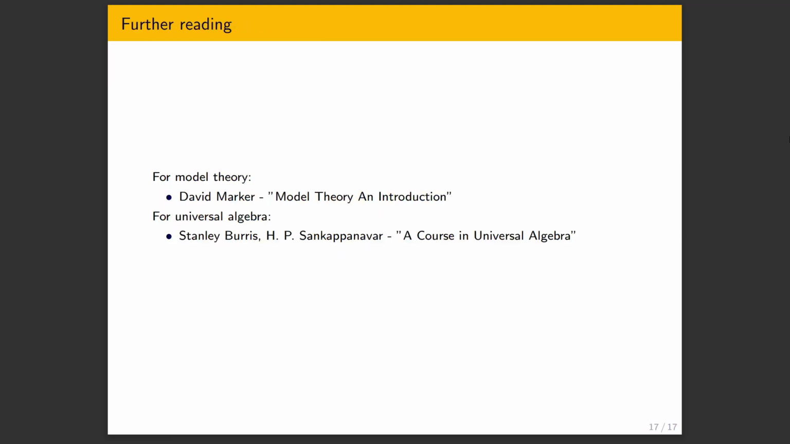Maybe it's quite fast and short, and here is just a little bit of further reading. For anybody interested, everything that I presented can be found in these two GTM books. The first one is Model Theory: An Introduction by David Marker. The second one is A Course in Universal Algebra by Stanley Burris and H. P. Sankappanavar, sorry if I pronounced that wrong. These are the main books where I learned this stuff from.